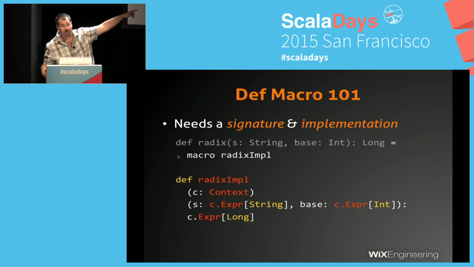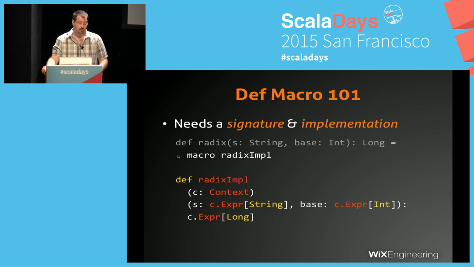If you look at that S parameter, it's the same S parameter as above, except instead of taking in a value of type string, it takes in a value of type expression of string. And an expression for a macro basically means, give me a tree whose type is known to be string, whose type evaluates to a string. And that's what you start off with.